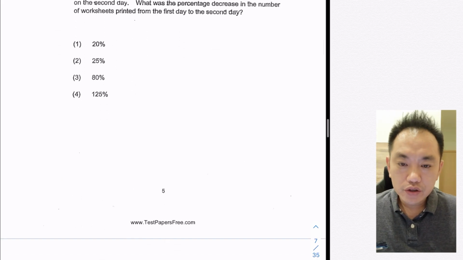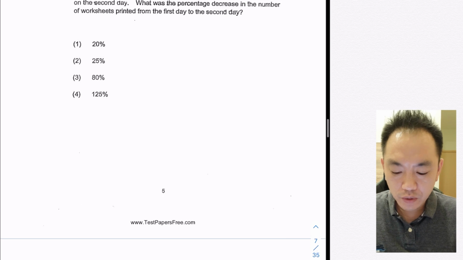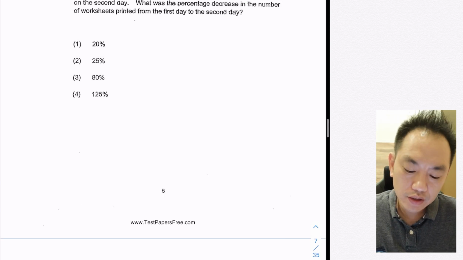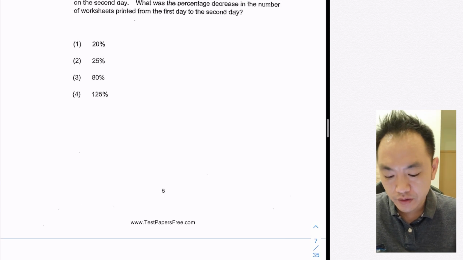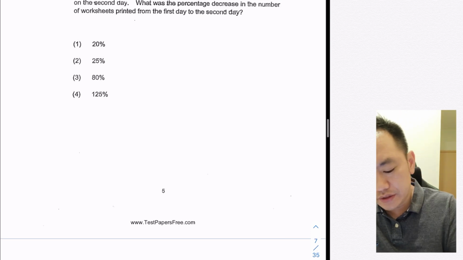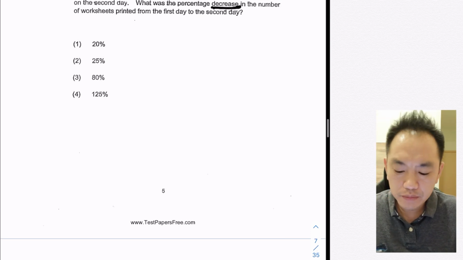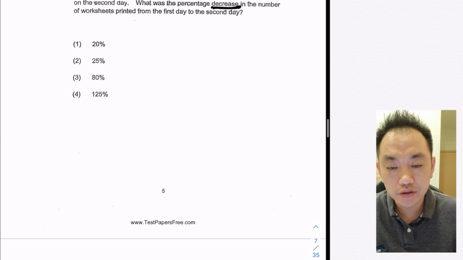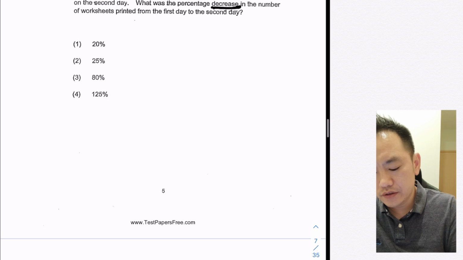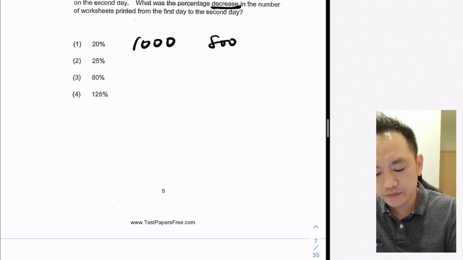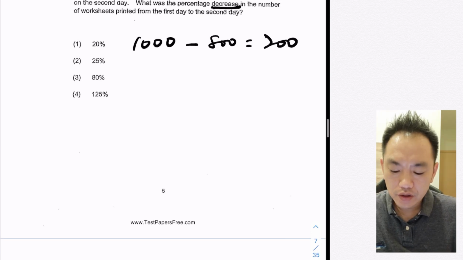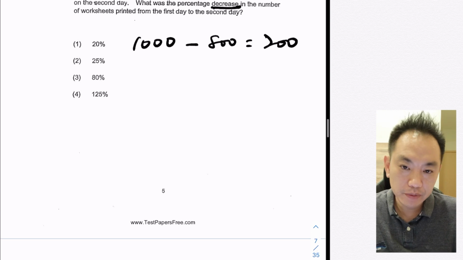Let's move on to question 11. A machine printed 1000 worksheets on the first day and then 800 worksheets on the second day. What was the percentage decrease in the number of worksheets printed from the first day to the second day? Okay, so the first day printed 1000 and then the second day printed 800. So what is the difference? If you subtract the numbers, the difference is 200. So they want to know what's the percentage. Again, percentage means the number out of 100.